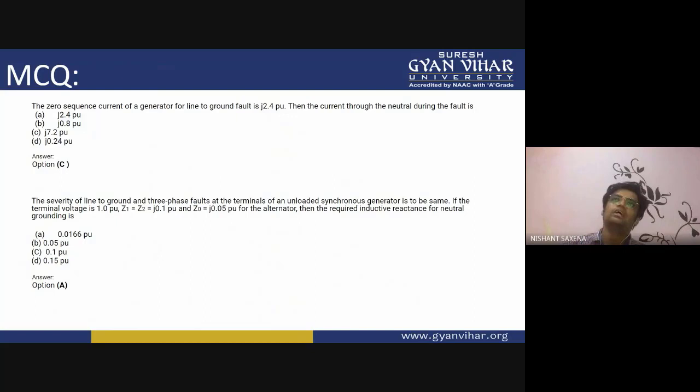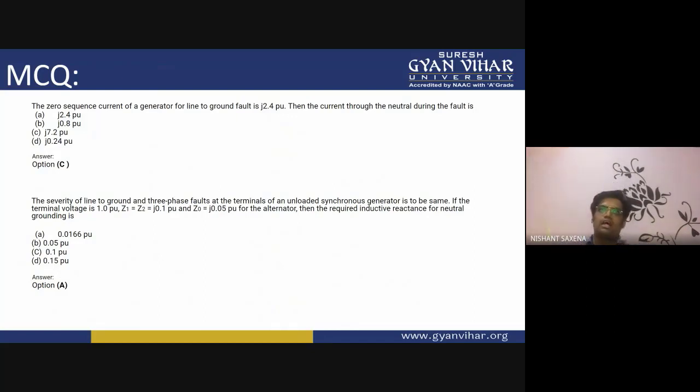How does it come? The zero sequence current is given for an LG fault, and the neutral current during the fault has been asked. Obviously it is 3 times the IA0. So IA0 is given, the fault current is asked, and the fault current will be equal to 3 IA0. That means when we multiply 2.4 by 3, it gives you 7.2 per unit.